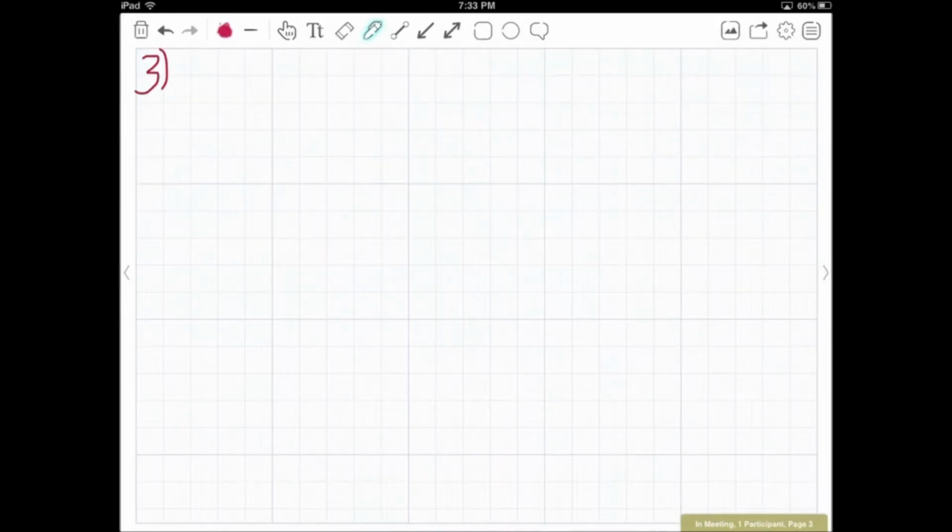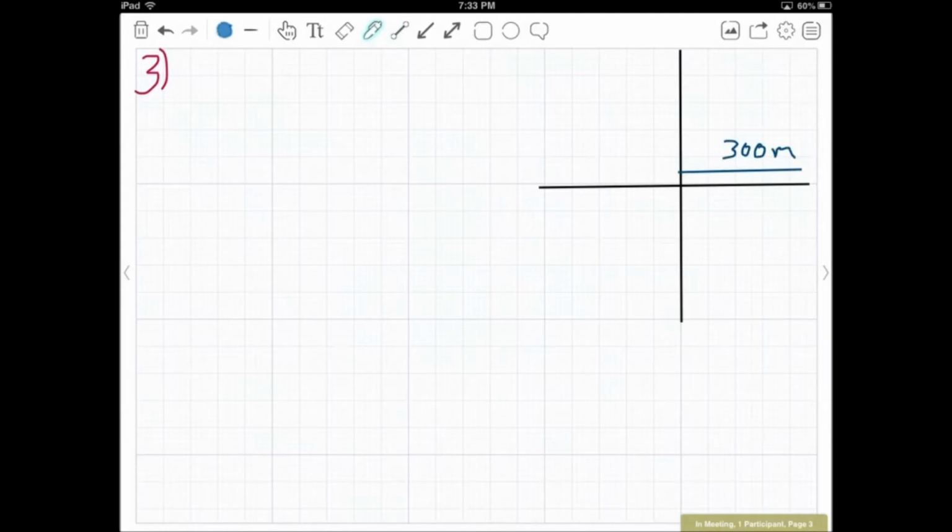Alright, number three. When you read number three, you're going to see that it gives you directions, kind of like those old vector problems that we used to do. So it would be worth your time to draw these out. The first one says the man walks 300 meters to the east. And then it says he walks 700 meters to the west. So these really should be on top of each other, and that also should be a straight line, but I'm just drawing it quickly. Alright, 700 meters.